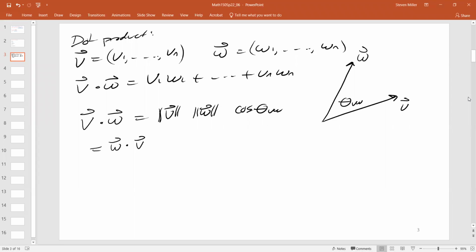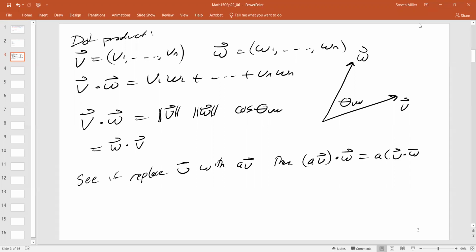One. If the length of V is 0, there's really nothing to prove. And it's easy to see that if I triple V, I triple every component, so I would then triple the sum. So we see if we replace V with A times V, then AV dotted with W is just A times V dot W. So without loss of generality, we can assume if we want that the length of V is 1.